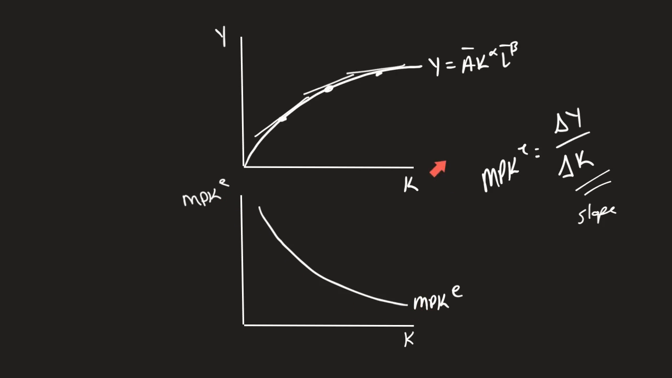And that's all because of that diminishing marginal returns, which is always shown by this alpha value in a Cobb-Douglas function being between 0 and 1. So that's how we create this MPK curve.